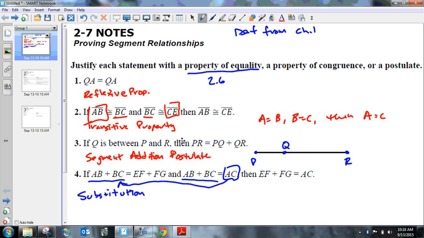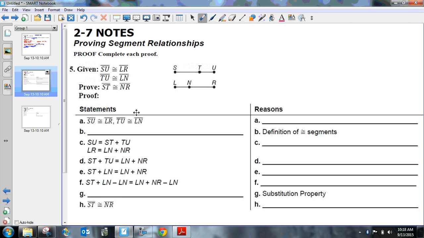But let's go ahead and take a look at a proof, kind of show you what I'm talking about, how we go through them and what we want to do. And what it says here, you have these given statements, okay? You're given that SU is congruent to LR, okay? So let me do this. I know that SU, this whole thing, is congruent to LR, all right? And we know that TU is congruent to LN. This is a very standard proof dealing with segment relationships.